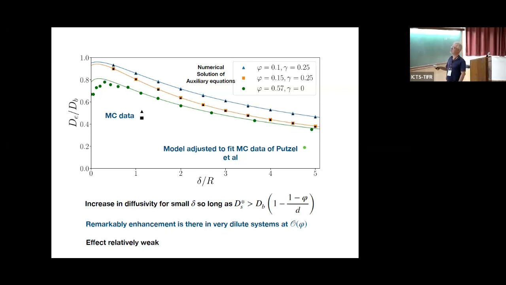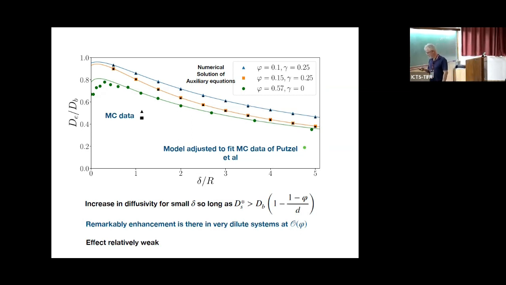So what you can do is you can take the formula that I wrote down. You calculate the derivative at 0, look at when it's positive and when it's negative, right? And you can actually show that you can have an increase in diffusivity for small delta as long as the surface diffusion constant is bigger than this value here, okay? So it's bigger than this, what I call D star S. And it's remarkable because it doesn't depend on the reaction rates. It only depends on the volume fraction. Okay, so this is a way of predicting when the diffusion will be increased at small delta.